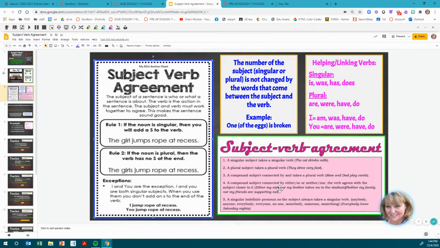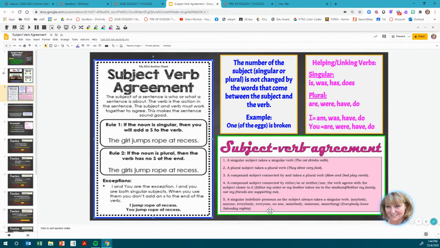So it's either my sister or my brother. So this verb has to agree with this subject because it's closest to the verb. So takes. Brother takes me to the stadium. Neither my family nor my friends. So friends would be the subject closest to the verb, are.